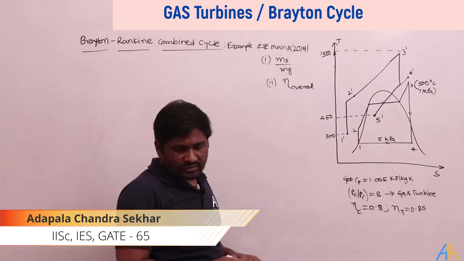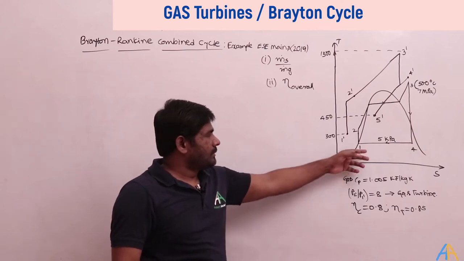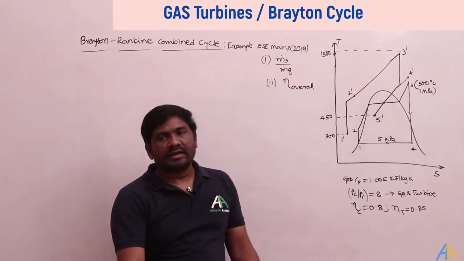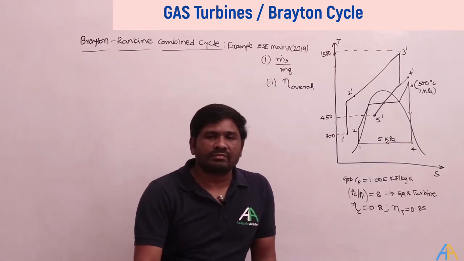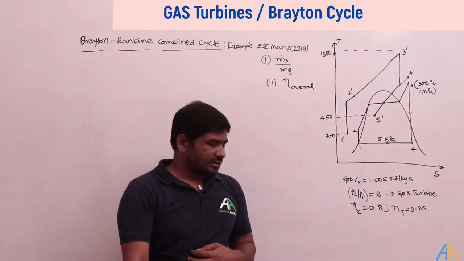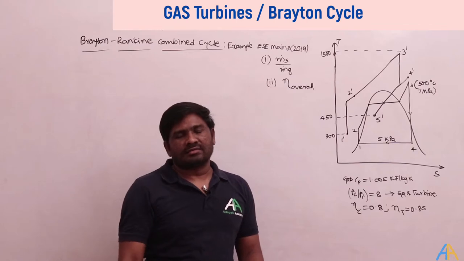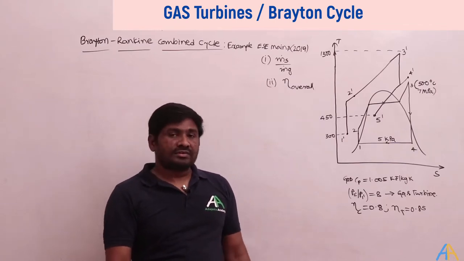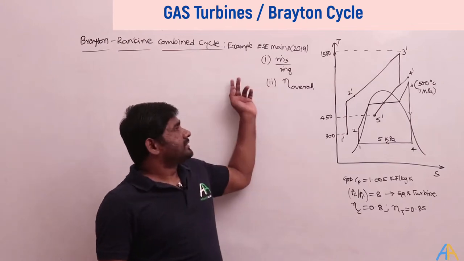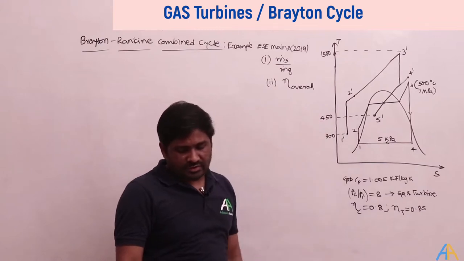You might be wondering about the different values in the steam power plant. They have given the conditions: the maximum pressure and the minimum pressure. From the steam table you can take the different values. The steam table is provided in the examination, or sometimes the Mollier chart will also be provided. This is a mains examination, so all the data will be provided, and that is why the question is very big.